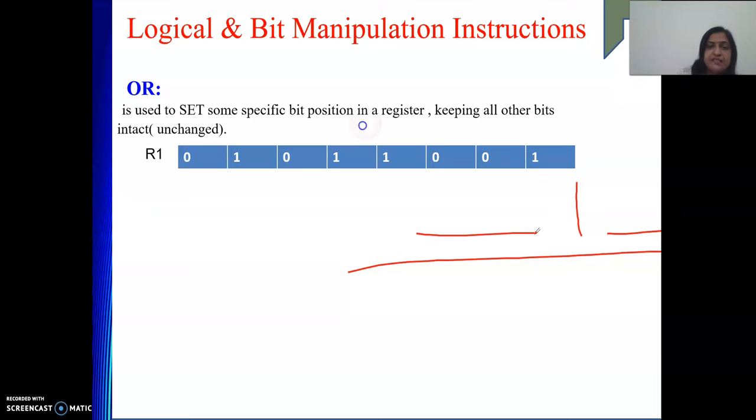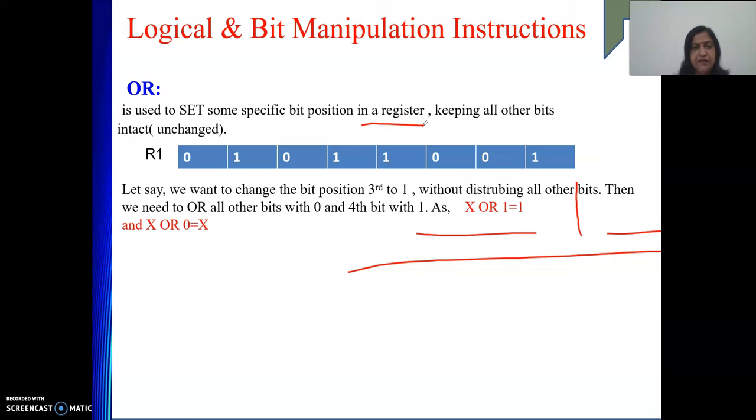See, here I have written register. Wherever you want to do it with that content, you do the OR operation. It is not only in a register, but mostly with an immediate operand we write register, because of that it is written like this. So R1 content is given. Then let's say you want to change the third position. This position value you want to make 1. Then what do you have to do?